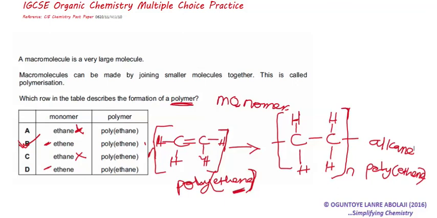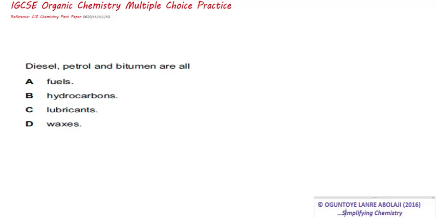Okay, next question, and this will be your final question in this video. Diesel, petrol, and bitumen are all A, fuels, B, hydrocarbons, C, lubricants, and D, waxes. You should be able to recall the properties and uses of petroleum fractions. Diesel, petrol, bitumen are actually petroleum fractions, but not all are used as fuel.